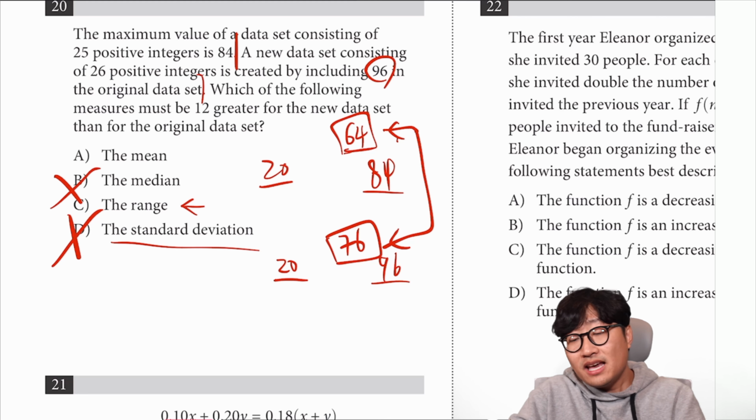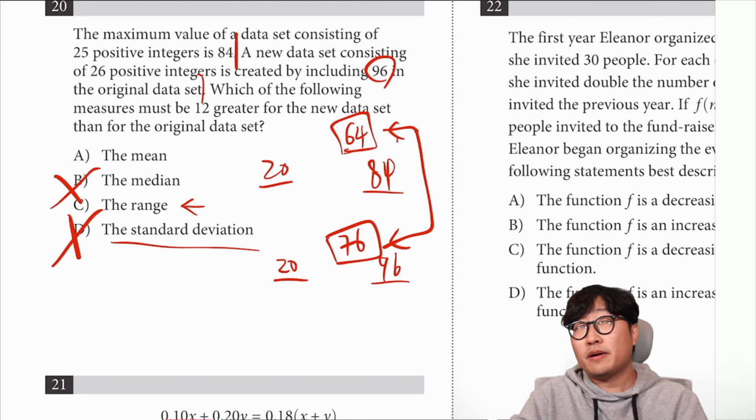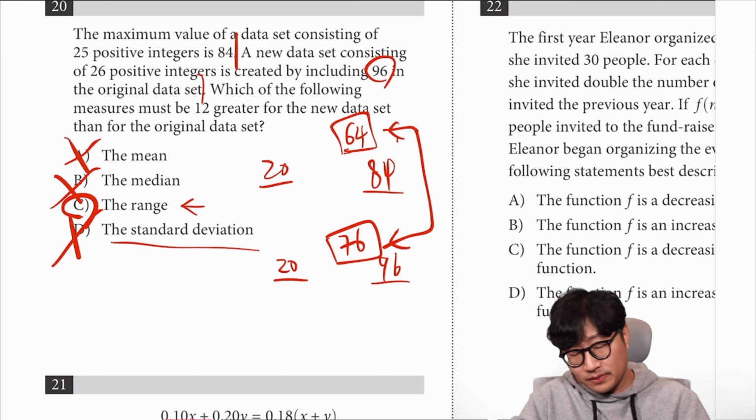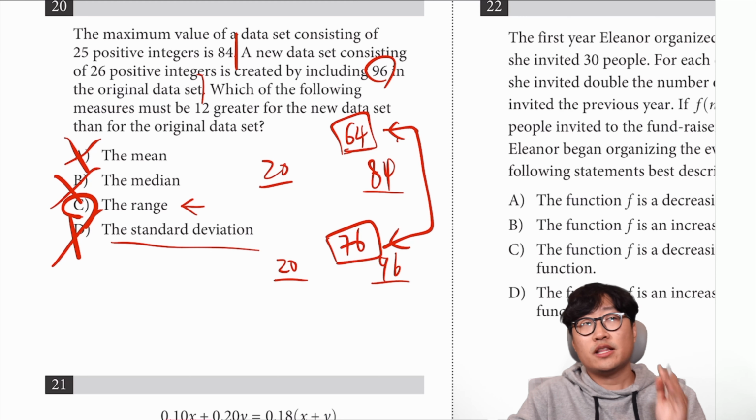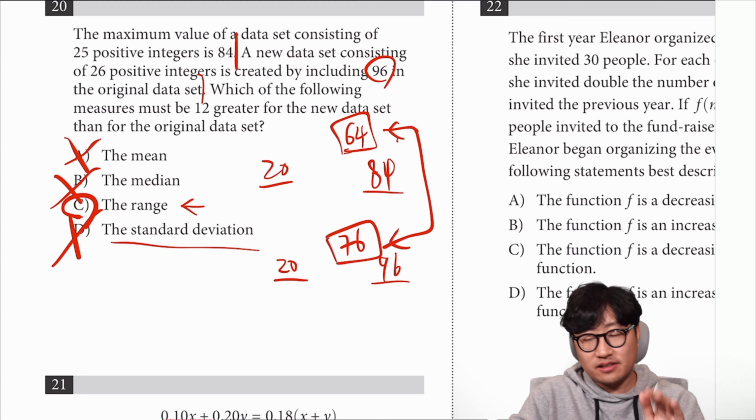And then the mean, of course it's going to change. It's going to go up a little bit because you just added the biggest guy. How much? I don't know. Maybe not exactly 12. So that's how it's going to be C. C is the only choice that you can say for sure increased exactly by 12.